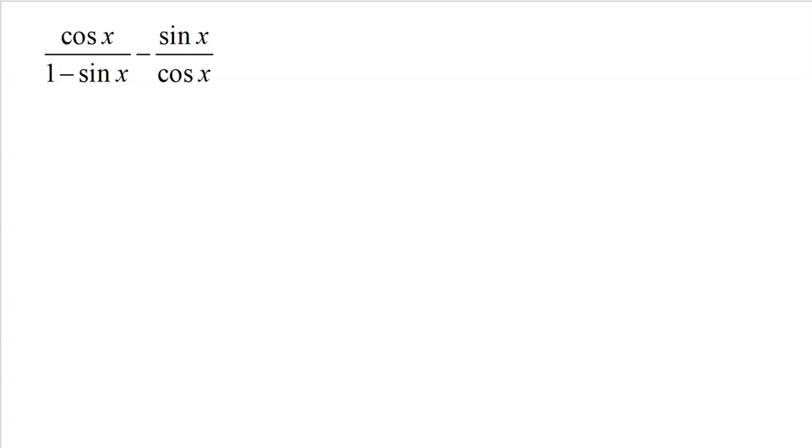So what do I do? Oh, the second strategy is change everything to sines and cosines. Oh, well, that's already done for me. Well, you know what? Sometimes you just got to do what the problem says. The problem says to subtract. So let's go and subtract.